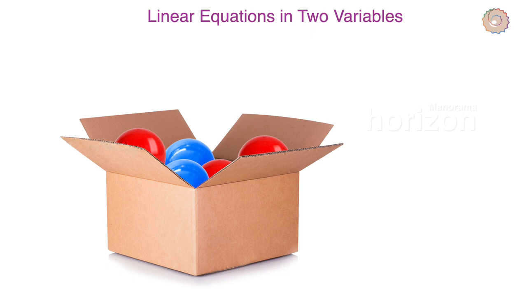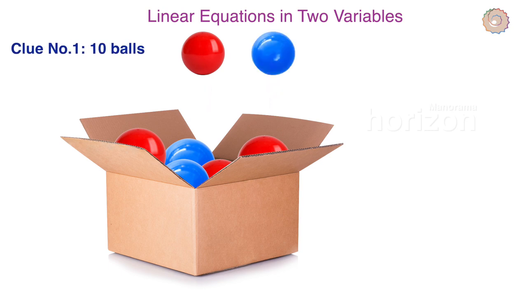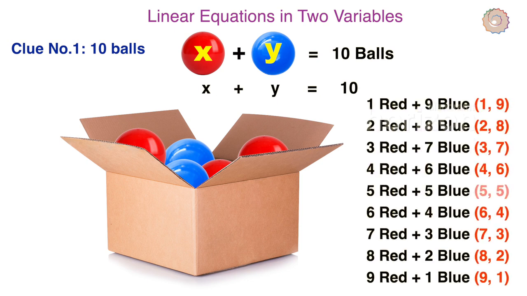Suppose this box contains some red and blue balls, but we don't know how many are red and how many are blue. The first clue given is that there are 10 balls in the box. Considering x as the number of red balls and y as the number of blue balls, then mathematically we can write it as x plus y equals 10, which is an example of a linear equation in two variables x and y. As a result of such an equation, we will get many possibilities or solutions.